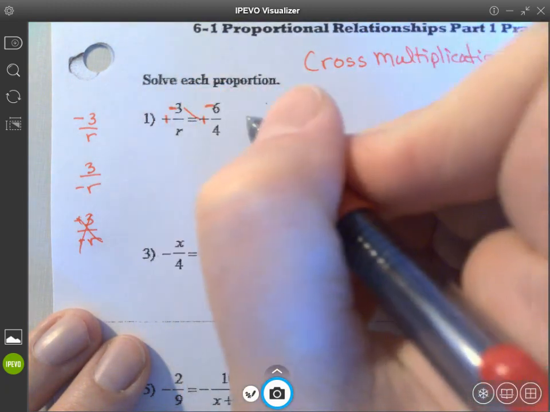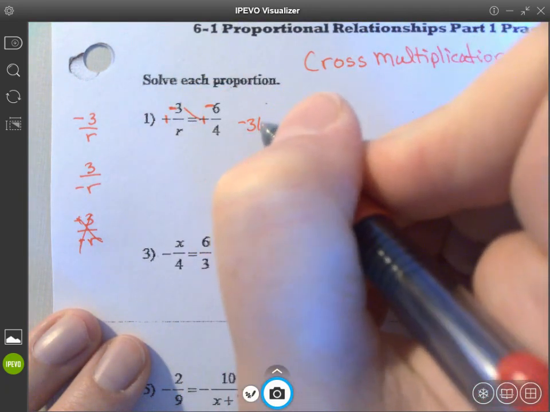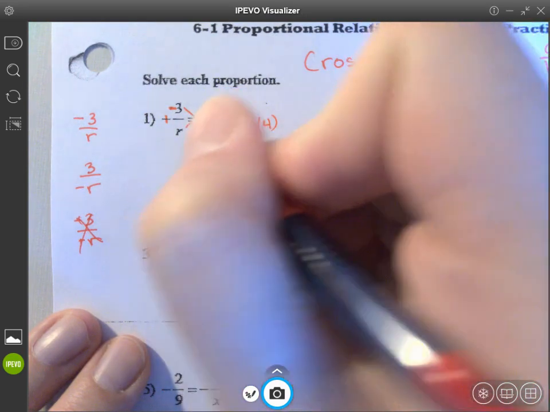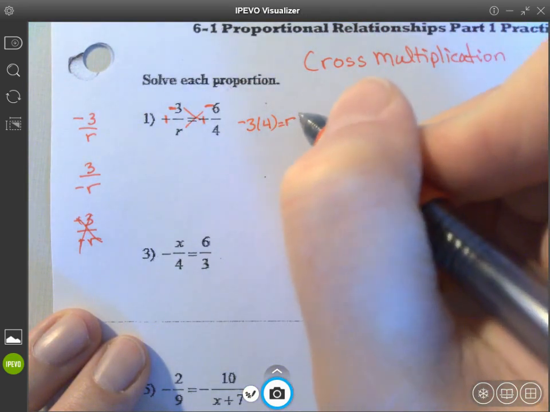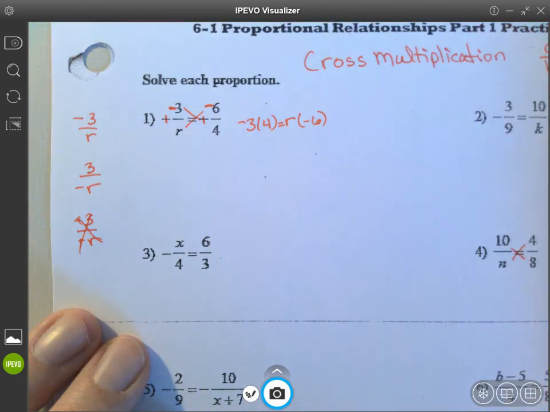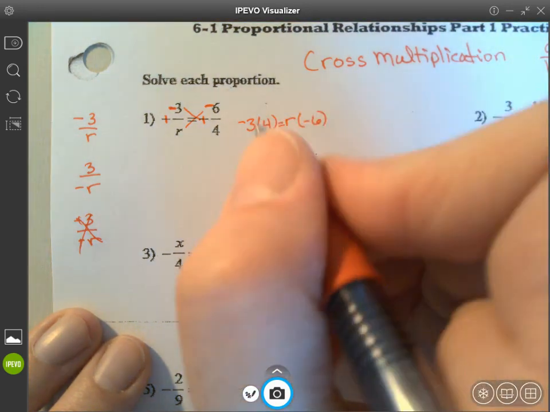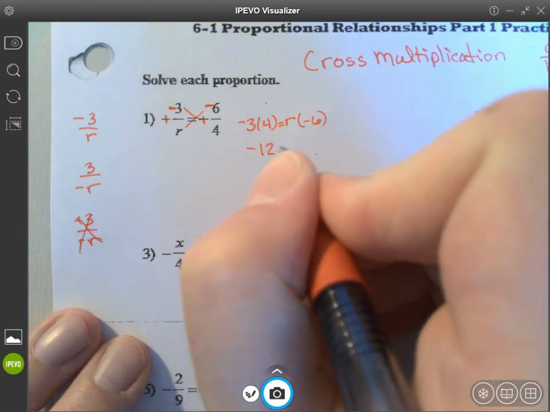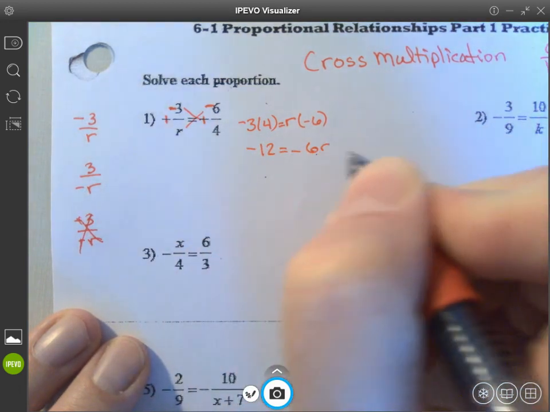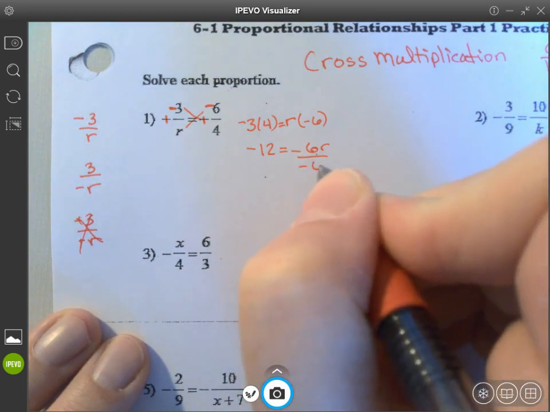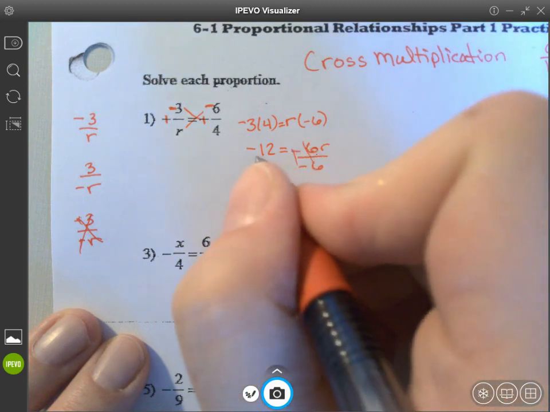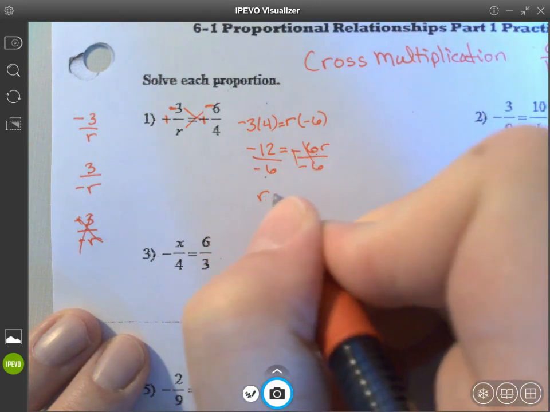So we're going to take our negative 3 times 4 and set that equal to r times negative 6. Now the order of your multiplication doesn't matter. The order that it's on the sides doesn't matter. We have negative 12 equals negative 6r. So divide by negative 6 to get 1. These negative signs are going to cancel out, and I get r equals 2.